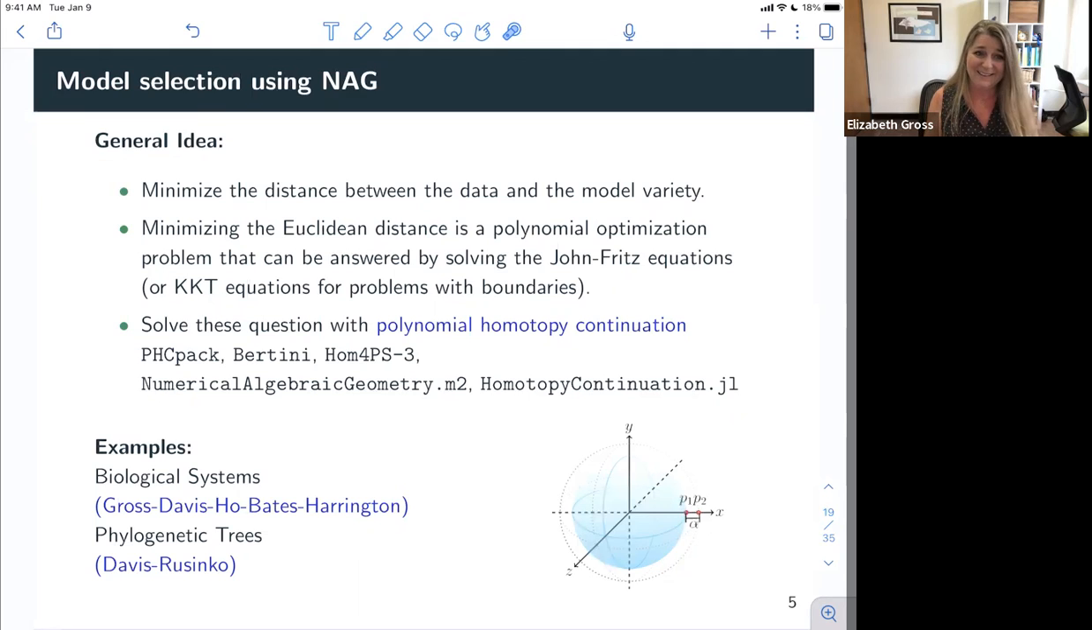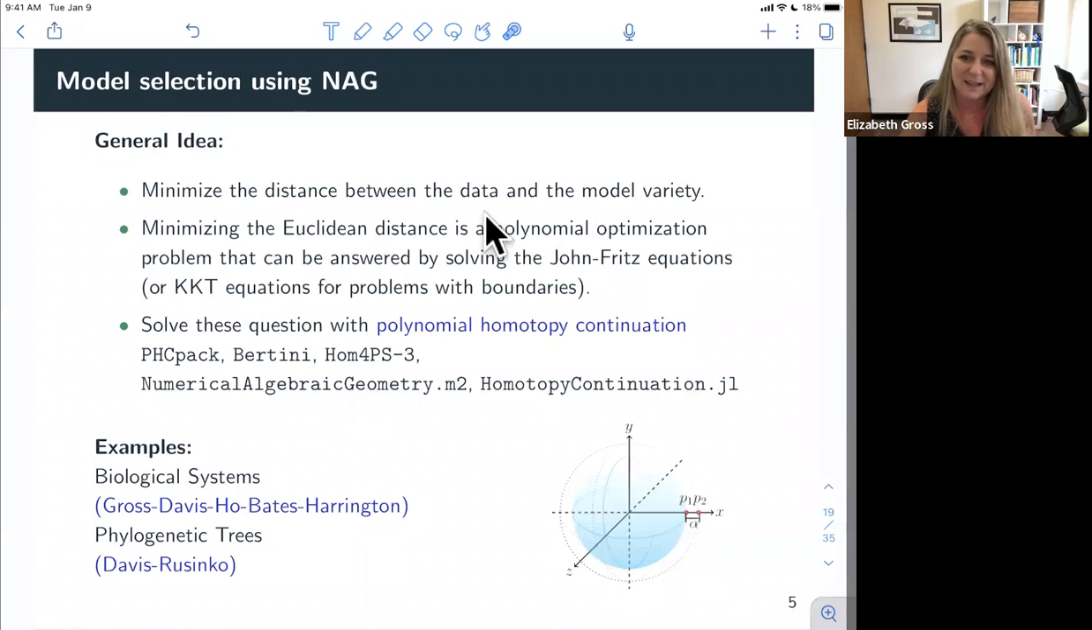The main ideas come from this paper with Brent Davis, Kenneth Ho, Daniel Bates, and Heather Harrington. There we were looking at biological systems, but the models were not statistical. They are polynomial ODEs, but we are assuming that we have steady state data. And then what happens is you have these polynomials. And the moment that you have polynomials, we, coming from the computational algebraic geometry world, know that whenever you have polynomials, you have a variety. And then you can start using these tools that we like so much. So in this biological systems problem, we were really trying to minimize the distance between the data and what we were calling the model variety.